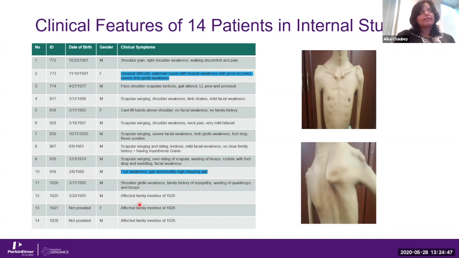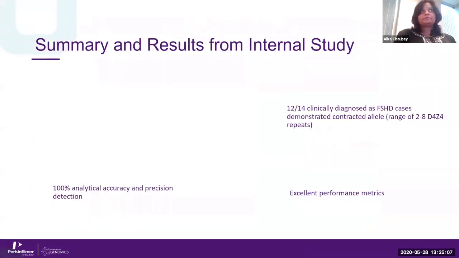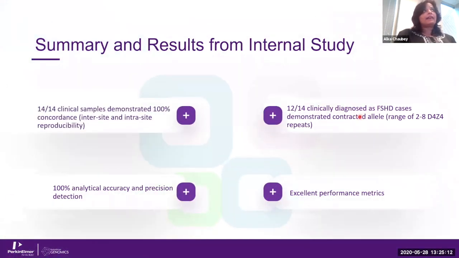And you can see this family also, 1026, where we had 4 affected individuals from the same family. So we were able to get these clinical samples and then perform the internal study on this whole genome optical mapping technology. And we were able to accurately give a genetic diagnosis. So our summary and results from our internal study is that, first of all, 14 out of 14 clinical samples demonstrated 100% concordance.